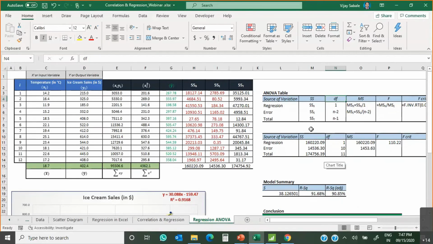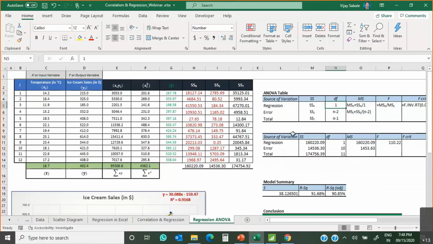I will tell you in very short. This is indicating sum of squares: sum of squares due to regression, sum of squares due to error, and total sum of squares. And this is indicating degrees of freedom available for the regression model. Degrees of freedom is talking about how many variables are there in the regression. Let's say you have two variables, temperature and ice cream sale. So degrees of freedom will be 2 minus 1, that will be 1.